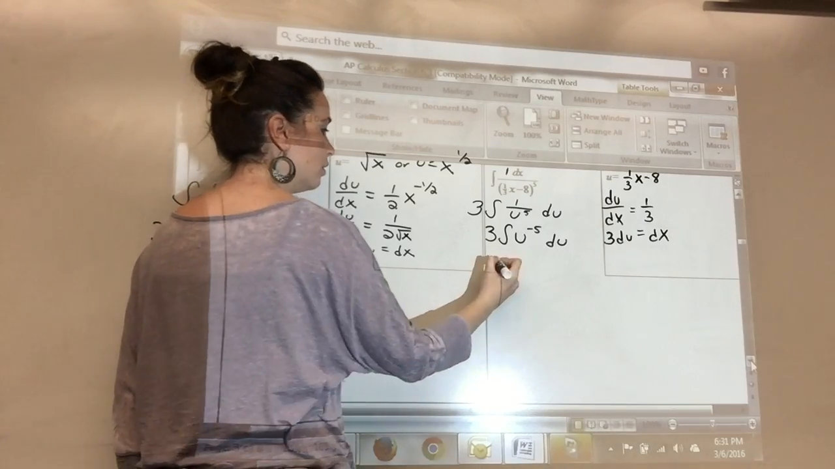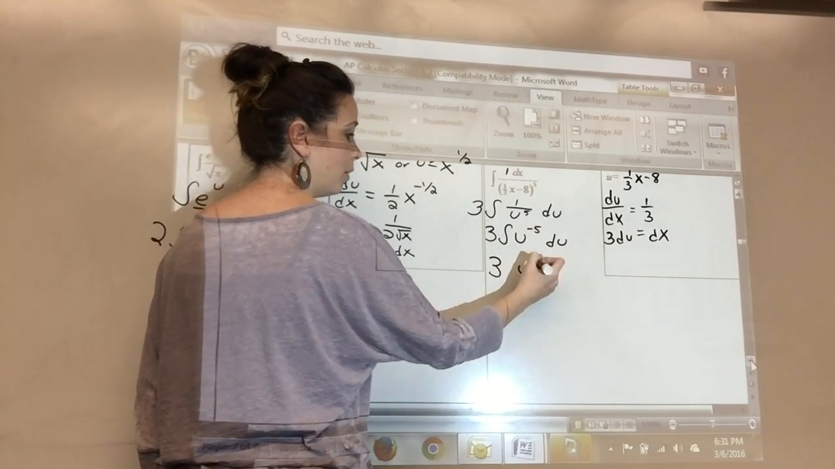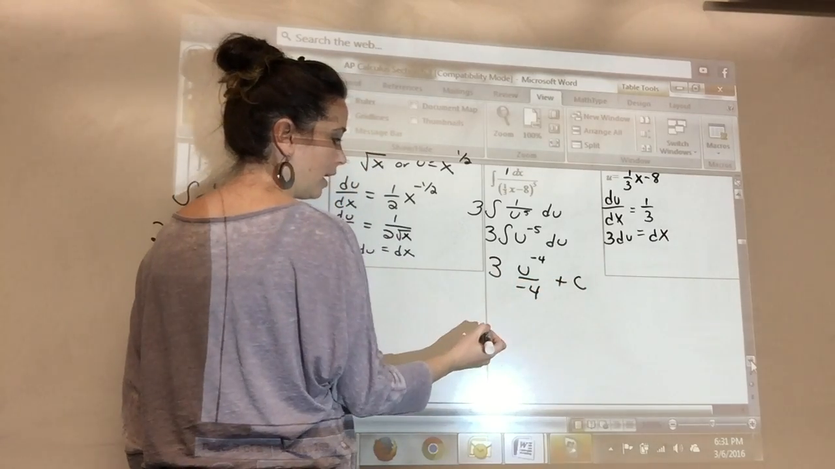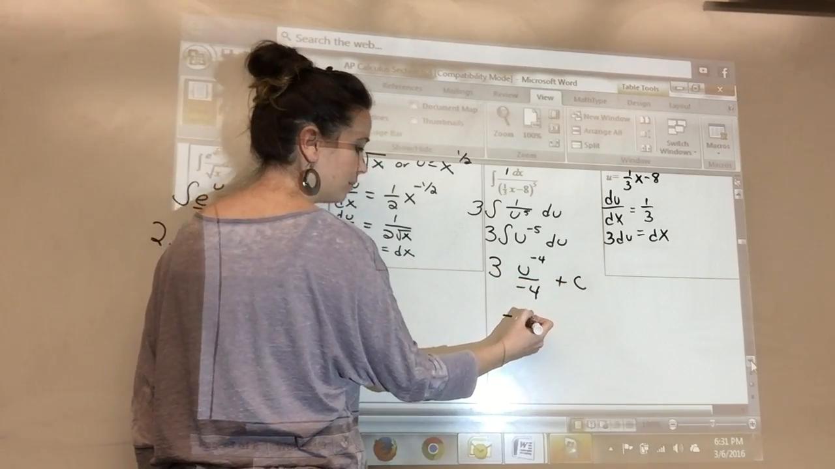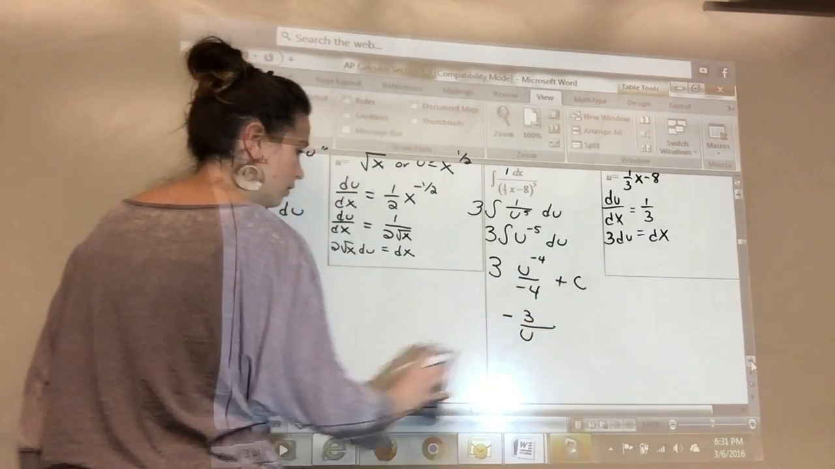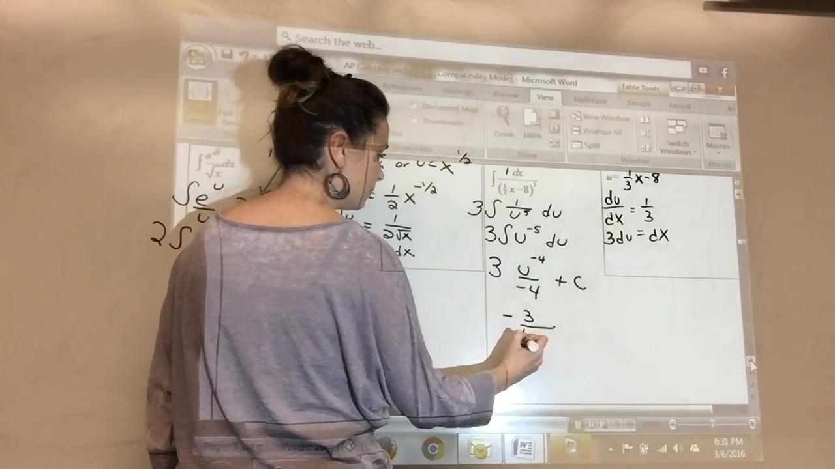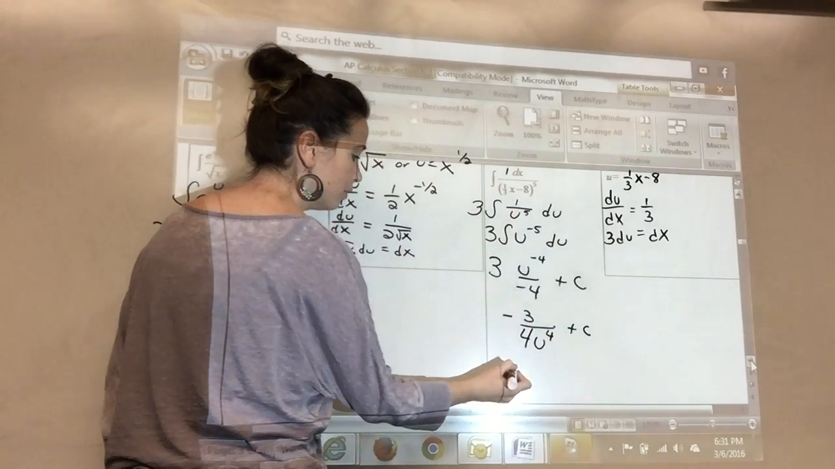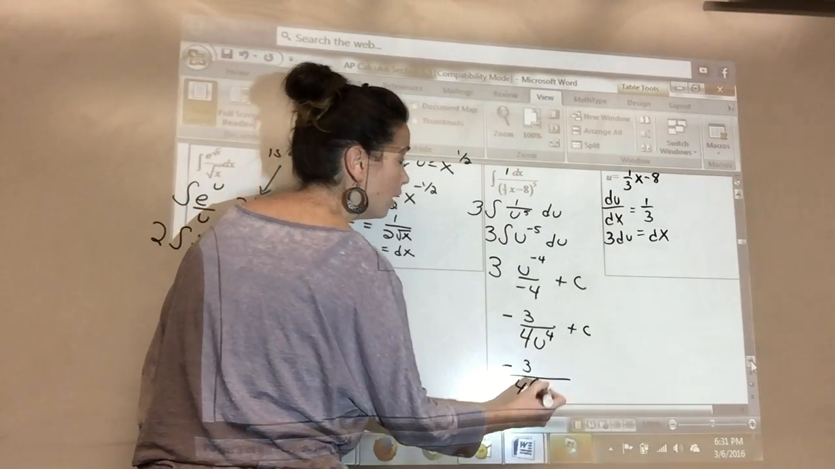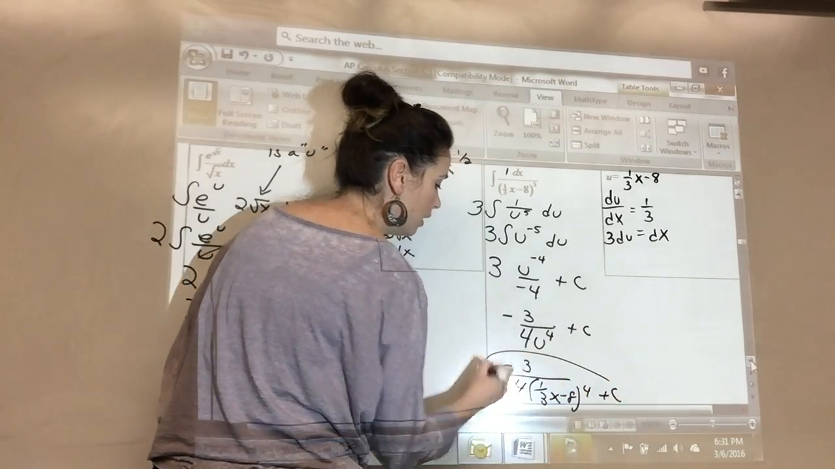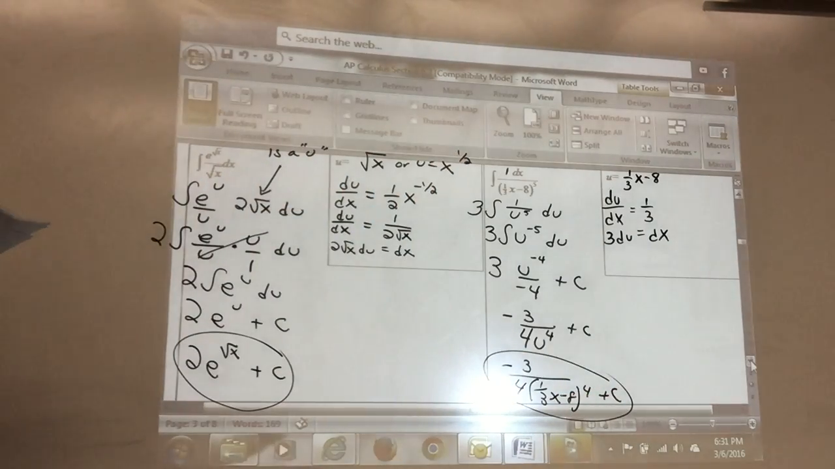Now we can integrate. So I have 3 u. If I add 1, I get negative 4. Divide by negative 4, add my plus c. So we're looking at what here? We have a negative 3 over 4 u to the 4th plus c, and our u is really 1/3 x minus 8 to the 4th plus c. Okay, final answer. Next.